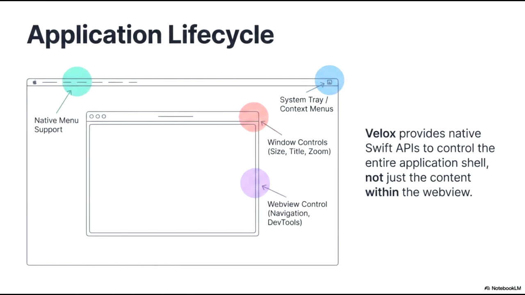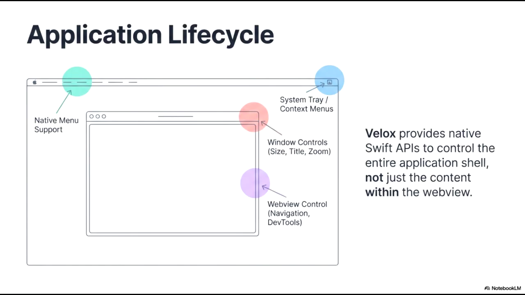The application lifecycle in Velox is designed to give developers comprehensive control over the entire user experience. While many frameworks limit your reach to the content within a web view, Velox provides native Swift APIs that manage the complete application shell. This includes seamless integration for native menu support and system tray functionality, as well as granular control over context menus. Beyond the interface, you can programmatically handle window-level operations like sizing, titles, and zooming.